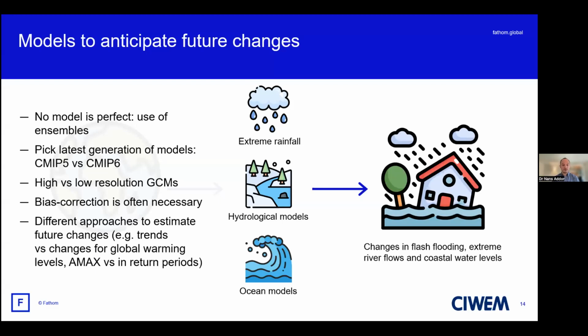Even high resolution climate models show biases, so bias correction is often necessary before the simulation can be used to drive, for instance, a hydrological model. So there are different approaches to estimate future changes. We've already talked about a few of them. One can look at trends or at changes for global warming levels. And one can look at annual maxima or changes in return period. And over the next few slides, I'll give you a few examples of different approaches.